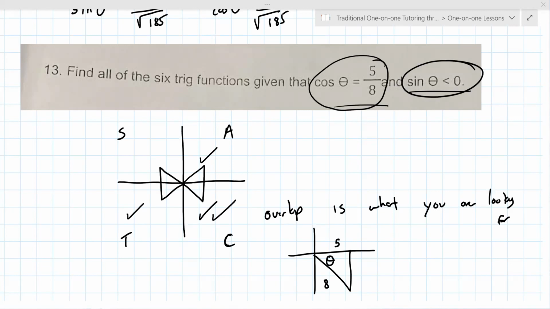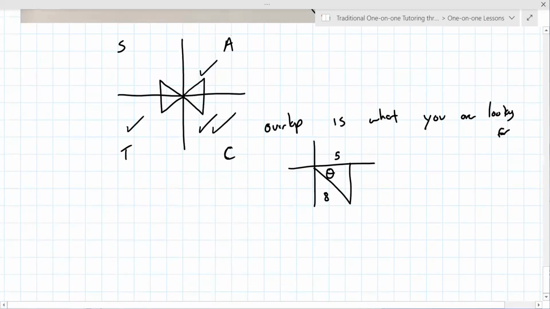So how do you find the third side of this triangle? So it would be 8 squared minus 5 squared. That's right. It's 64 minus 25, so it's the square root of 39? Mm-hmm. Yeah. Which again doesn't work out, but it's negative. It's negative because you're going down. So now we can do the 6 trig functions.